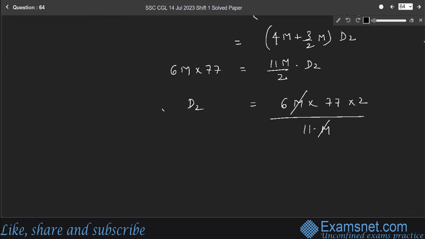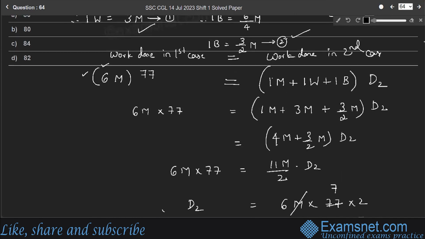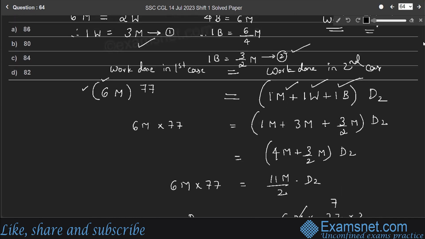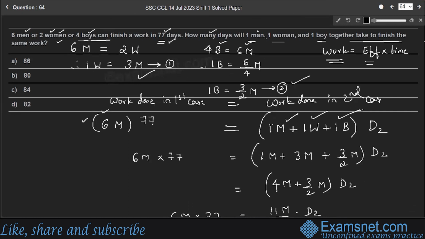So m and m will get cancelled. 11 into 7 is 77. So 42 into 2, 84. Right? So 84 is number of days taken by 1 man, 1 woman and 1 boy, right, to complete the same amount of work. So therefore option C, 84 days. They'll take 84 days to complete same amount of work.